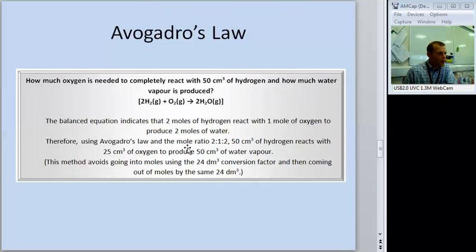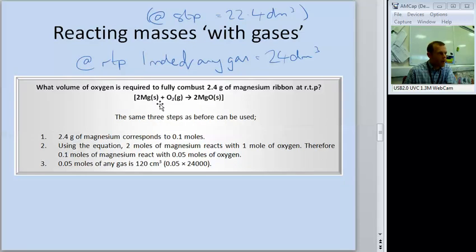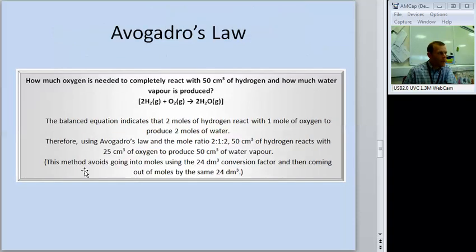Right, now there's a slight shortcut that we can employ. So rather, as we saw on this slide, than having to do all these coming in and out of moles with this 24 decimeters cubed, if everything's in the gas phase, we can just work with the volumes. And we can just use it as a ratio of those volumes. So pause me and have a look at that slide.